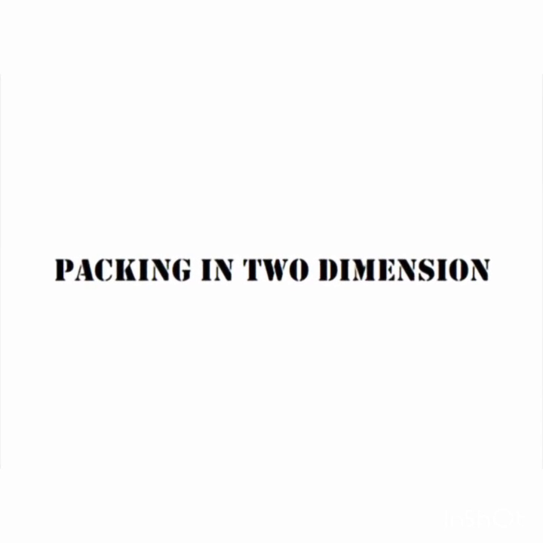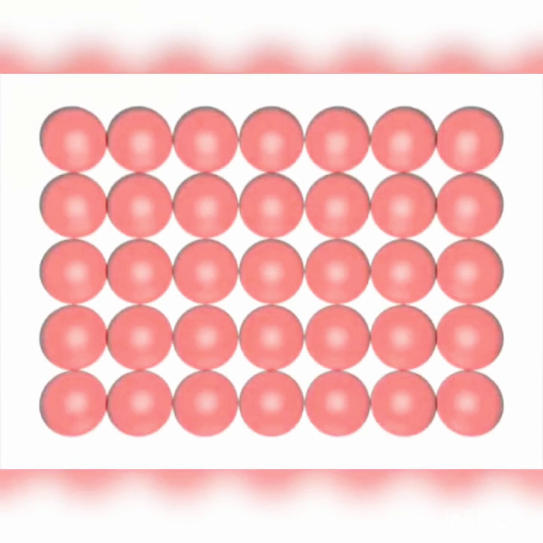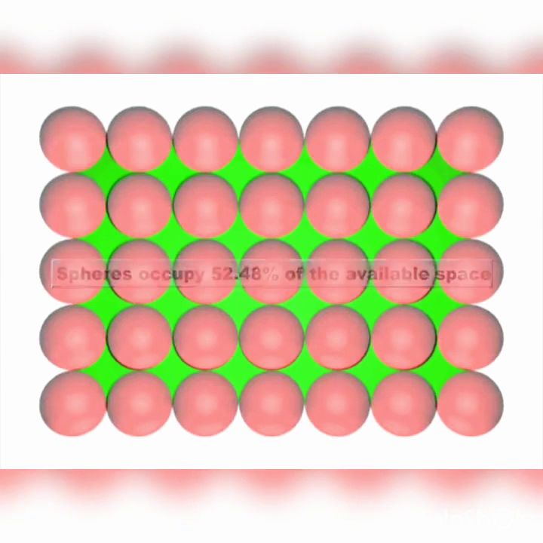Packing in two dimensions. To arrange spheres in two dimensions, we take the linear one-dimensional arrangement that was shown previously. There are two ways by which we may arrange the spheres in a two-dimensional platform. They may be arranged like this. Note that each linear arrangement is aligned vertically. Here the vacant space is this. Now in this packing, the spheres take up only 52.48% of the available space.